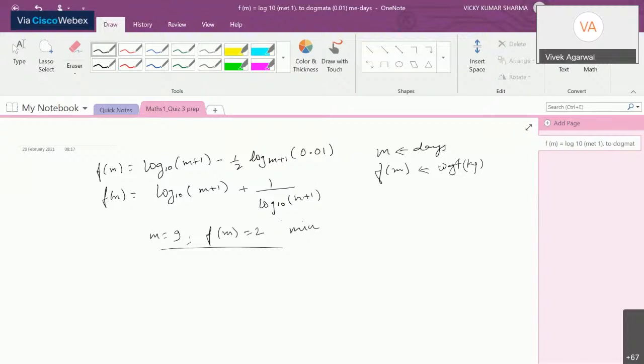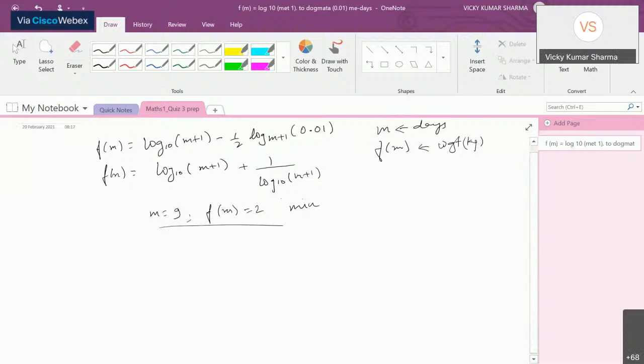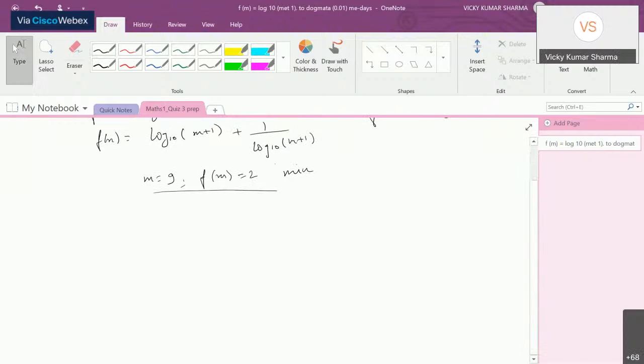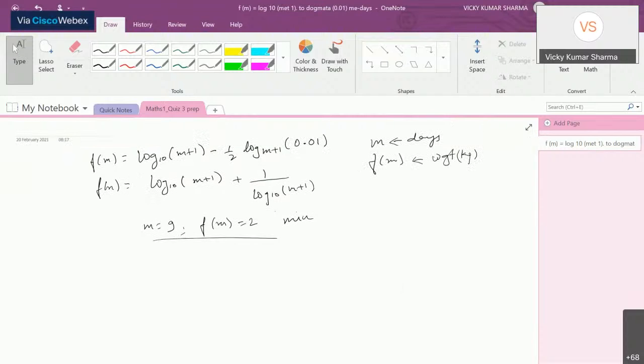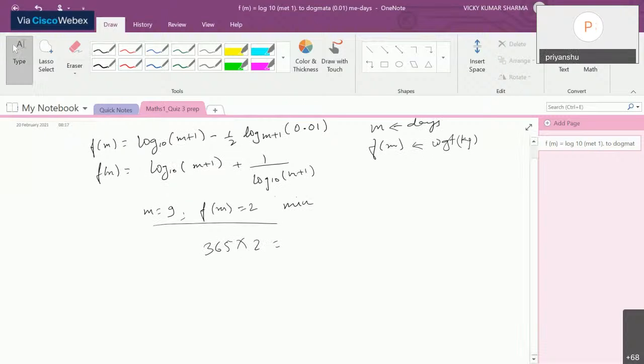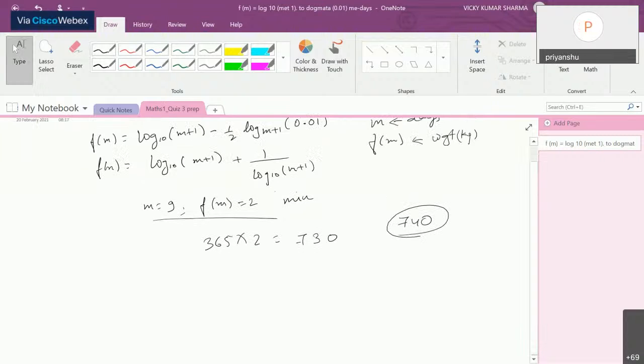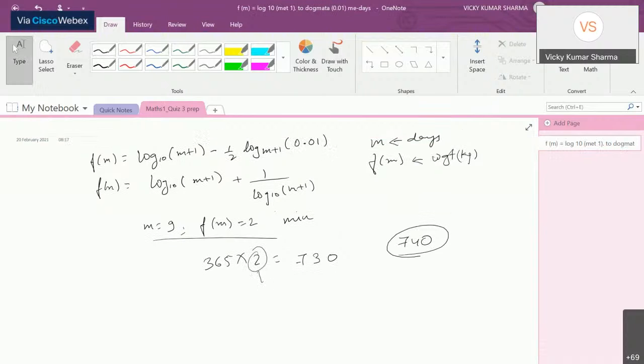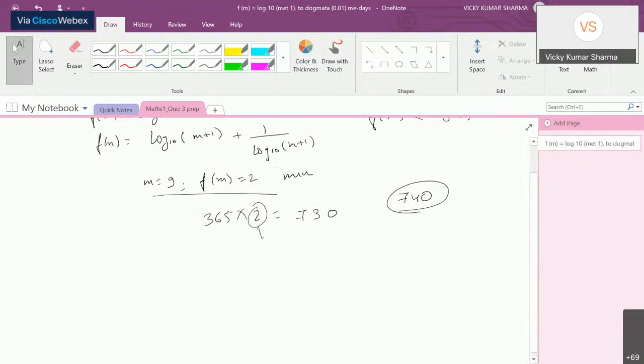So how did you get 740? Okay, basically when you see this function and plot it, of course the minimum value is 2, and the number of days are 365, so this gives you 730. But you are asking how it is greater than 740, correct? If you remember, this 2 is the minimum value, right? And this function is increasing after some point of time.